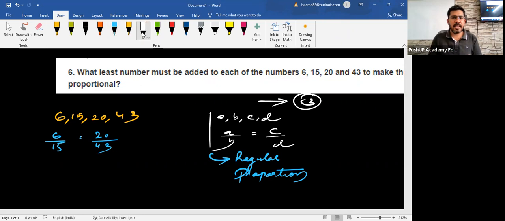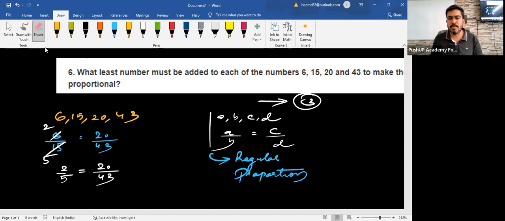Children, can I say 6, 15, 20, and 43 are in proportion? I don't think so. See, even if I simplify this, 3 2s are 6 and 3 5s is what? 15. Now 20 and 43, there does not exist any common element between 20 and 43. So the left hand side will remain as 2 upon 5 and the right hand side will remain as 20 upon 43. Are the two ratios equal? No, the two ratios are not equal. So you have to make them equal so that the given four numbers are in proportion.